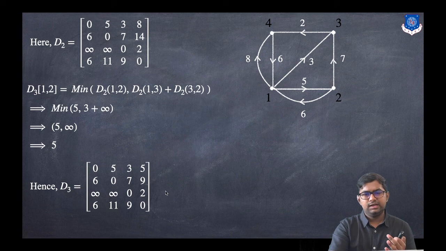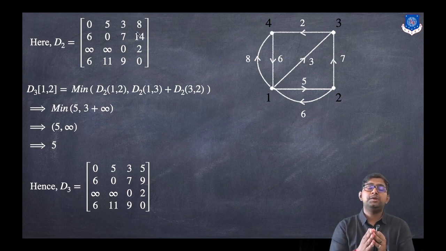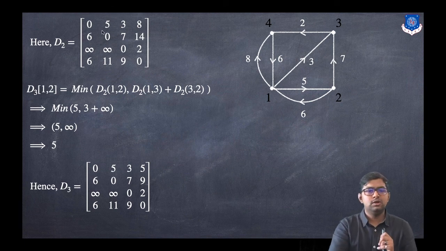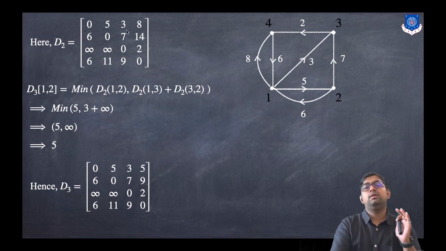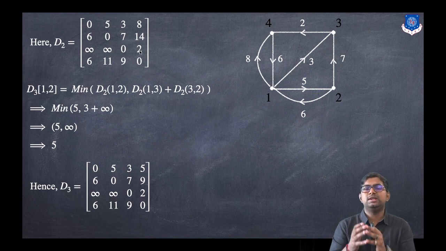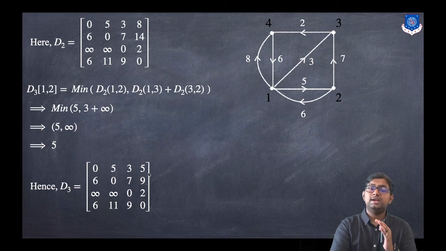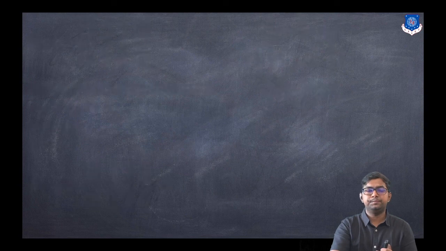And let us check this entry. Okay, there is a change. So this is the 2 4 entry, which is 14. Now for 2 4, we will put 3 in between. So that means 2 3 and 3 4. What is 2 3? That is 7. And what is 3 4? That is 2. So 7 plus 2 is 9. Now the minimum of 9 and 14 is 9. So this entry is changed. This is how you can calculate all the entries of D3.